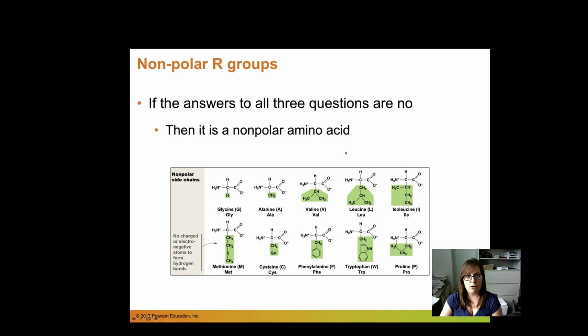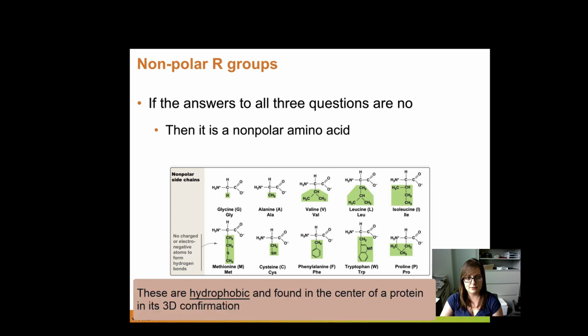If the answer to all these questions is no, then it's a non-polar amino acid. Okay, so glycine, the amino acid we talked about in the last video, alanine, valine, leucine, isoleucine, methionine, cysteine, phenylalanine, tryptophan, proline have no charge in their R group, and they have no oxygen. Okay, so they still have the charge on their amino group, but not within the side chain.